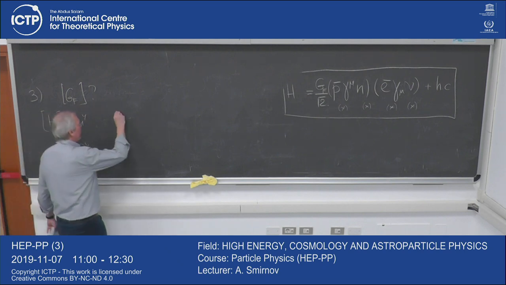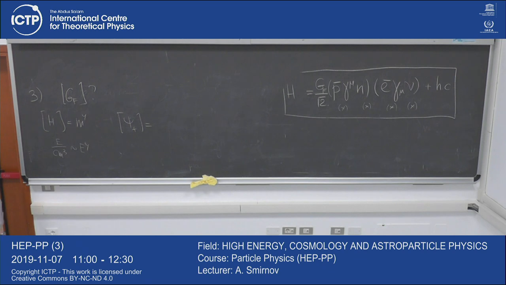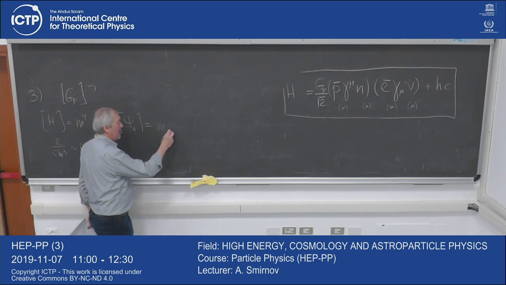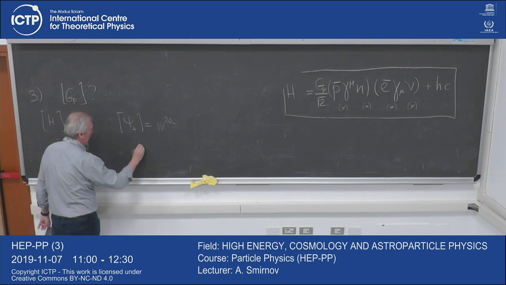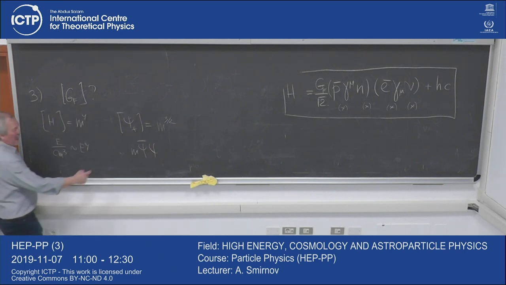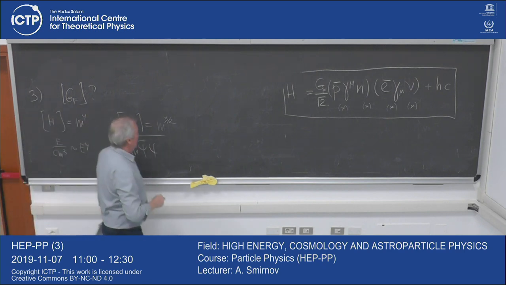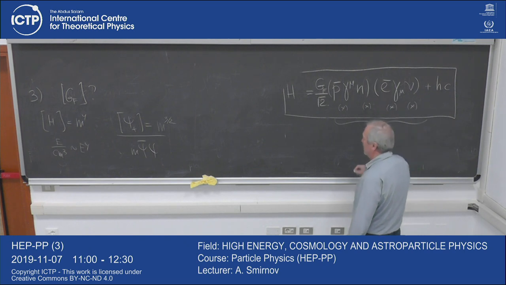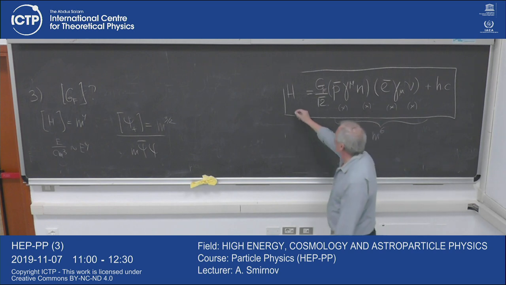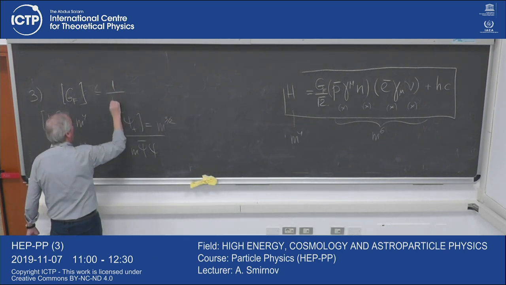Now, what is the dimension of a fermionic field? How do we know this? Yeah, for instance, we can take the mass term in the Hamiltonian, which is m psi bar psi, right? And that should have dimension mass to the 4, and therefore each of the fields should have dimension mass to the 3/2. So now let us count. We have here 4 fermionic fields, and therefore the dimension of this part is mass to the 6. The dimension of the Hamiltonian is mass to the 4, and therefore the dimension of G_Fermi should be 1 over mass squared.